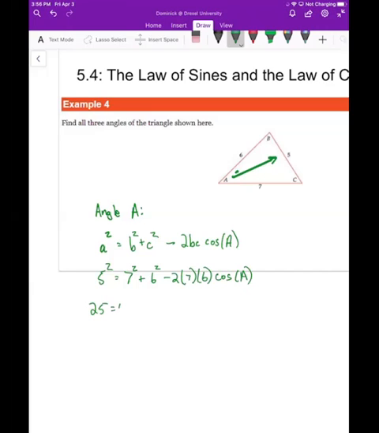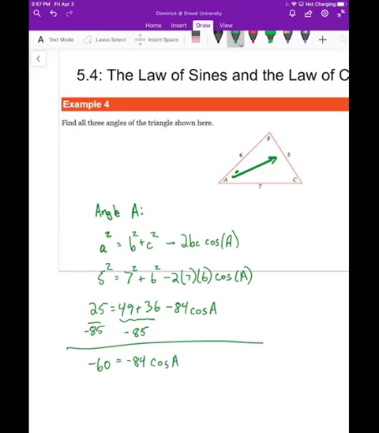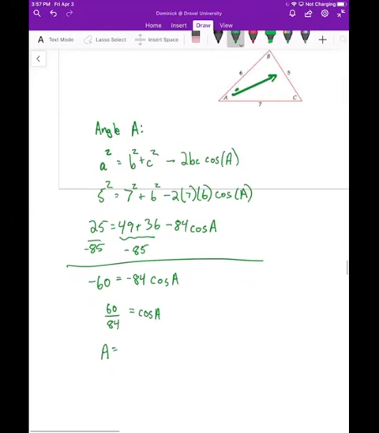And this is all going to help me find the cosine of A. Well, this is 25 is 49 plus 36. And then I'm going to get a minus, let's see, 6 times 7 is 42, and then times 2 is a minus 84 cosine of A. So now I want to subtract whatever the sum is. So 49 plus 36 would be 85. So I'm going to subtract 85 from both sides. I'm going to get minus 60 is minus 84 cosine of A. So when I divide, I'm going to get 60 over 84 is cosine of A. And then when I take the inverse cosine of both sides, I'm going to get the inverse cosine of 60 over 84 is my angle A. So A is the inverse cosine 60 over 84.